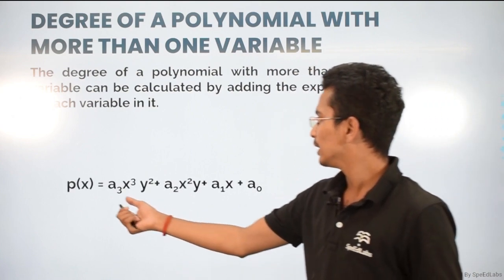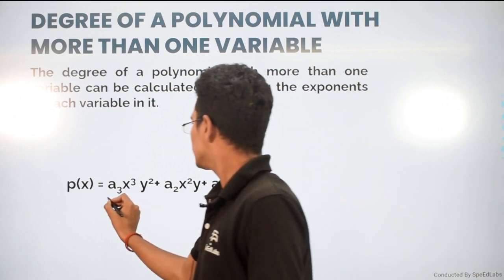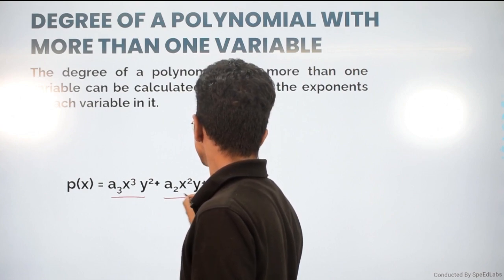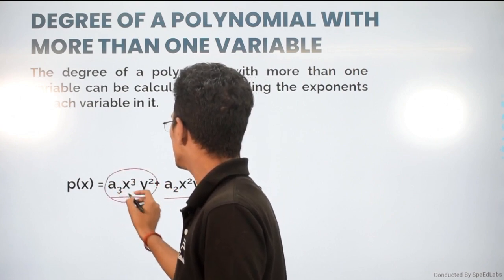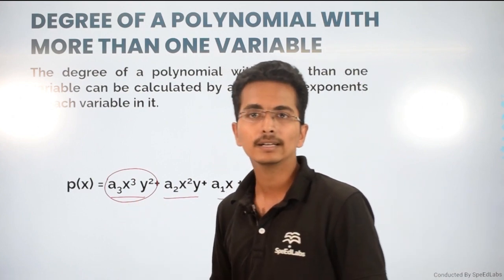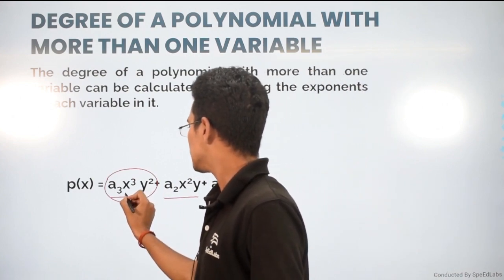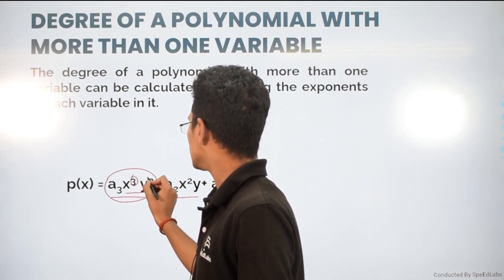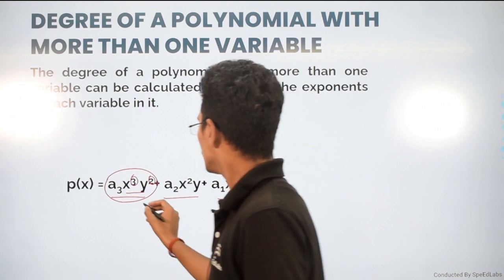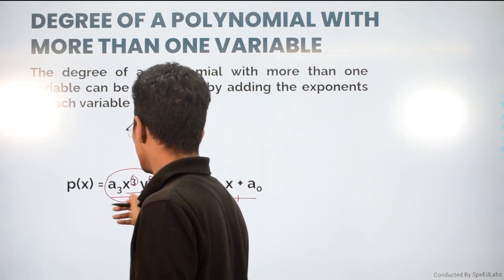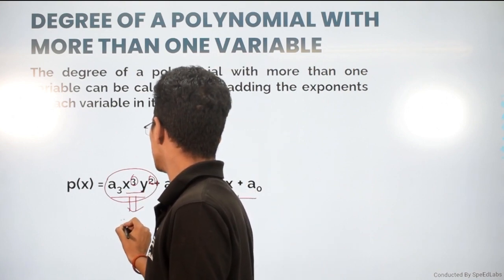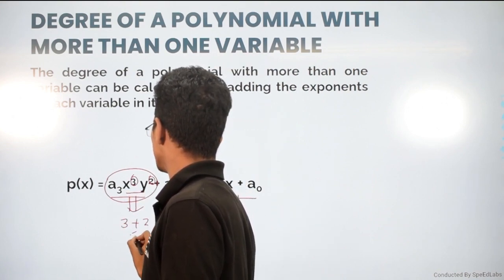For example, we have one question here. You can see these are the terms of this polynomial. In this term, two variables are multiplied with each other. So how will we calculate its degree? We just add the powers of the variables in the given term. Here you can see the powers are 3 and 2. So what will be the combined power of this term? It will be 3 plus 2, which is 5.